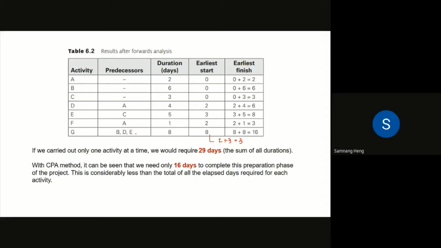So G requires E, B, D. E requires C, and C takes 3 days to do it. So let's say this is from C, and then task D also needs A, so plus 2 here, and then B. Where does the B come from? B here 6, but D also requires A, E, C.